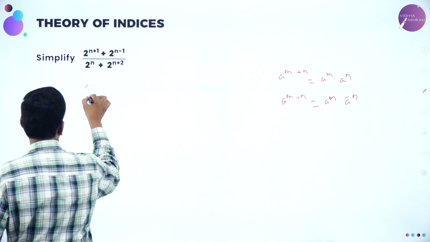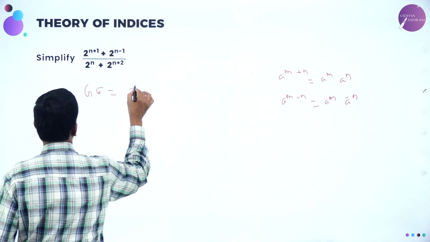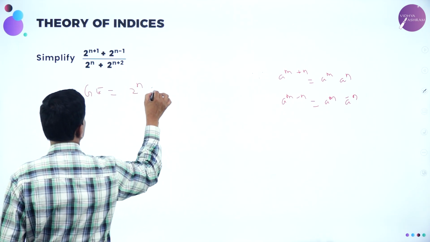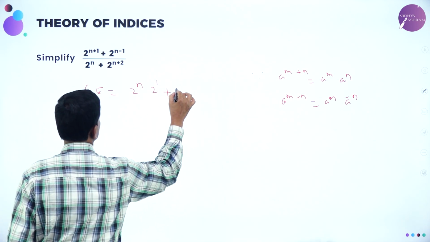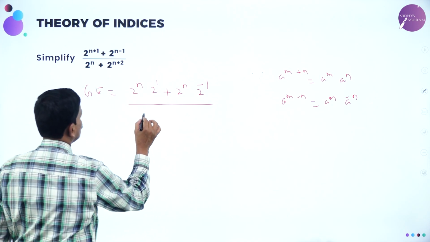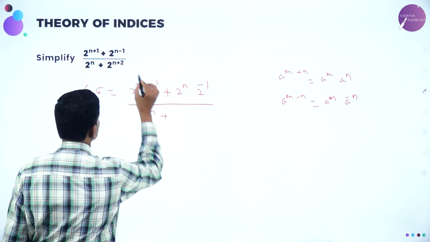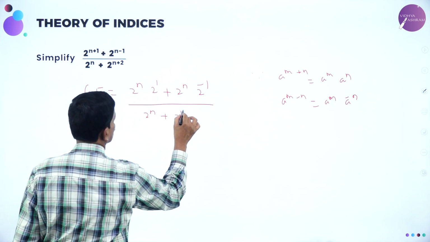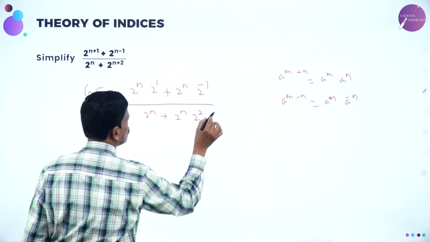So the given equation can be written as 2 to the power of n plus 1 is 2 raised to n into 2 power 1, plus 2 to the power of n into 2 raised to minus 1, divided by this 2 power n plus 2. 2 to the power of n plus 2 can also be written as 2 to the power of n into 2 square.